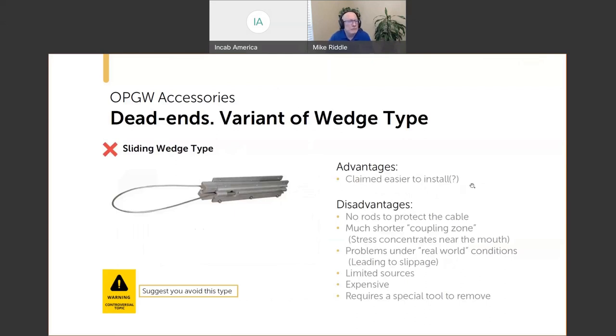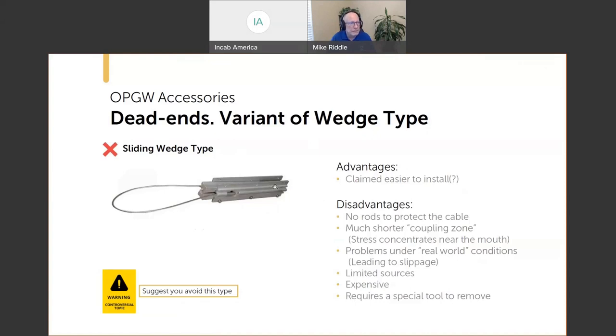Good value, so they're reasonably priced. Good availability. You can get them when you need them. Disadvantages, in terms of performance, none. But in the United States, there is only one supplier of this particular type of dead end.